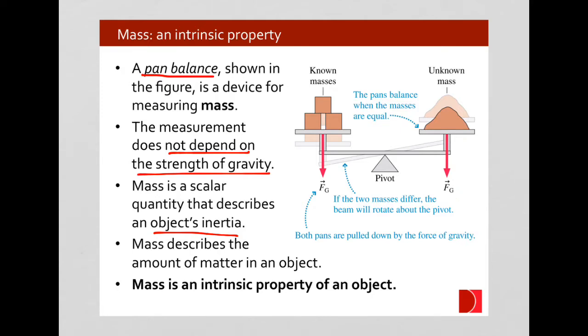Another way of thinking about that is mass is the amount of matter in an object, how much stuff is in that object, and is an intrinsic property of an object. It exists as part of the fundamental makeup of that object, and if that object is moved from Earth to the Moon or Mars or space, the mass of an object will stay constant.